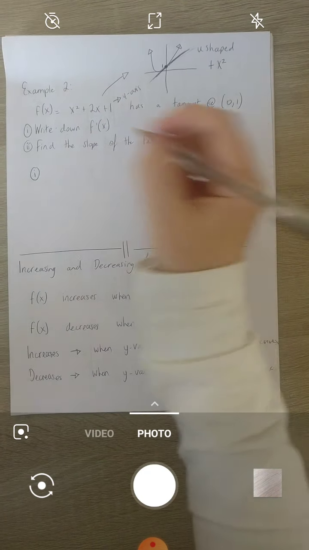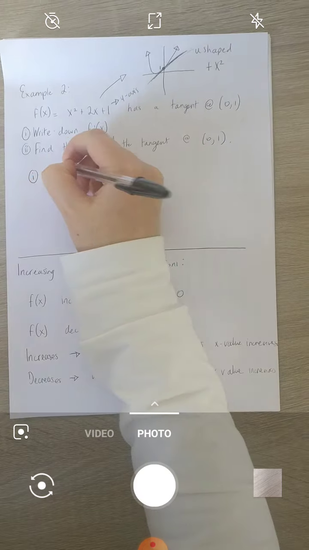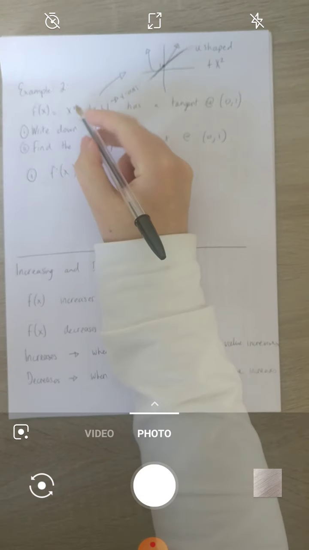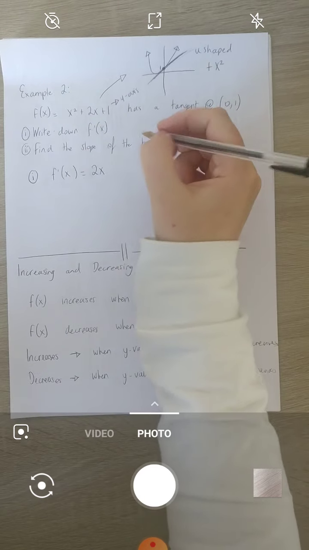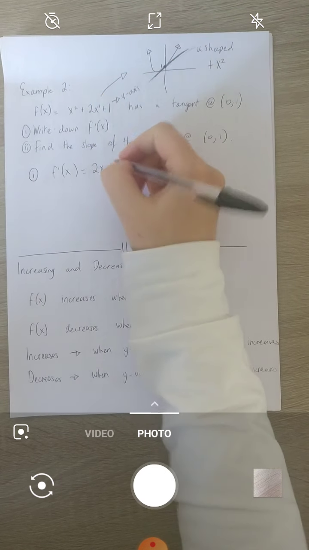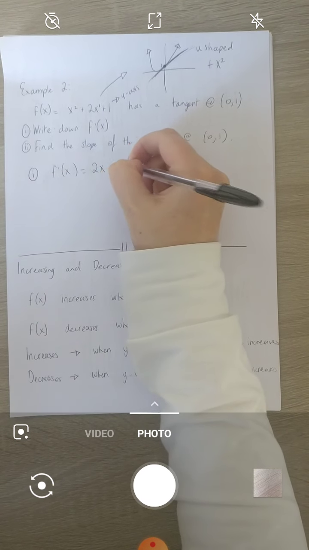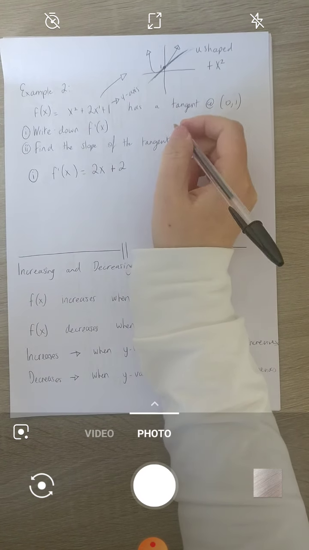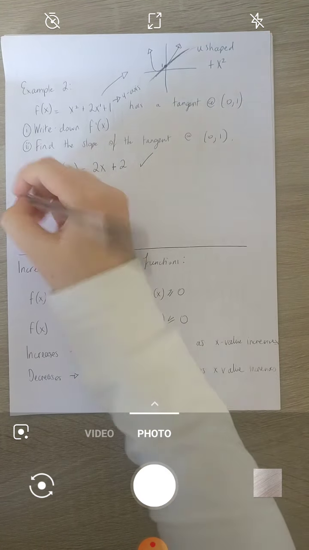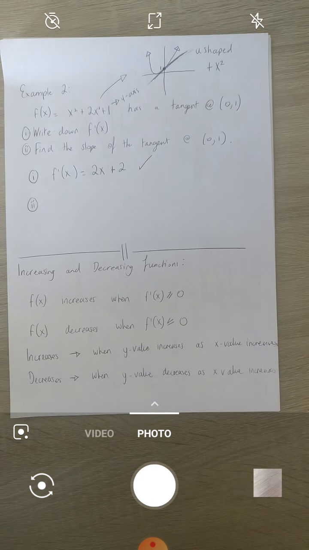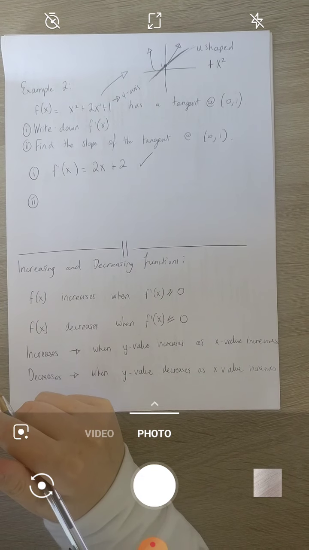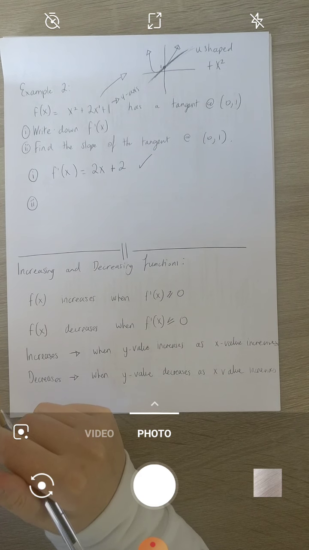So what we have here is f prime of x is equal to x squared becomes 2x to the power of 1. And then 2x to the power of 1 becomes plus 2, x to the power of 0, which just becomes 1. So that's my answer to part 1. Okay. Part 2, find the slope of the tangent at 0, 1.